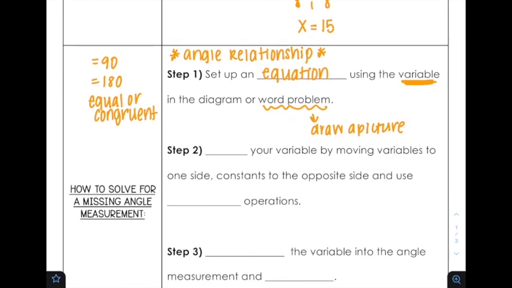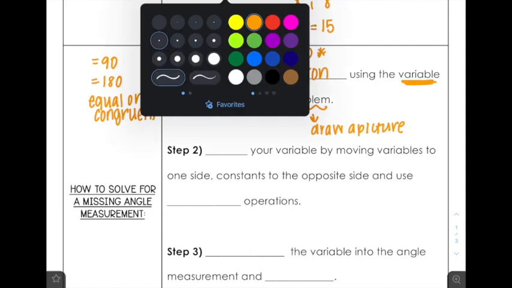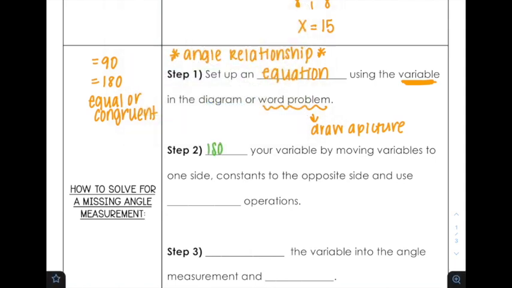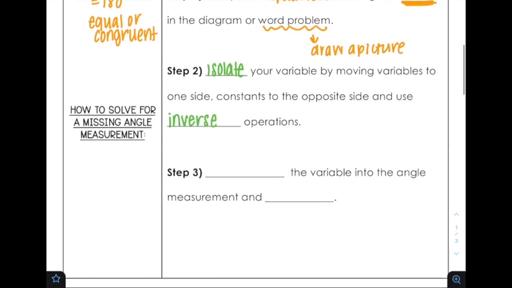For step 2, you want to make sure you're isolating your variable. Just like we did when we were solving equations, isolate your variable by moving variables to one side and constants to the opposite side, and then using your inverse operations, just like we did in our warm-up. For step 3, you want to substitute the variable, once you solve for it, into the angle measurement, and then you want to simplify.